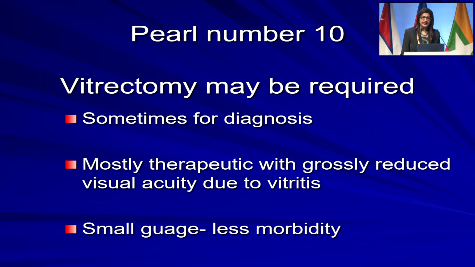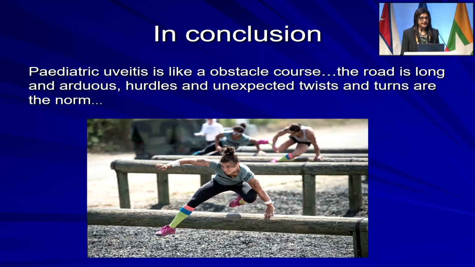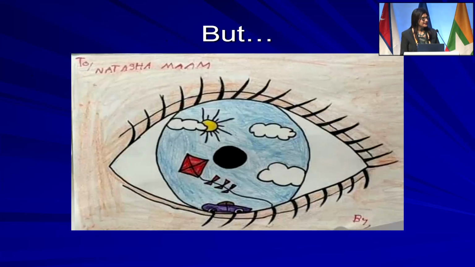And with small gauge vitrectomy, now we have very less morbidity in children, and you can take up these children for surgery without much difficulty. So in conclusion, pediatric uveitis is like an obstacle course. The road is long and arduous. Hurdles and unexpected twists and turns are there because it's a long journey that we have with our patients. But finally, it is rewarding when they are happy and they can draw and see the world.